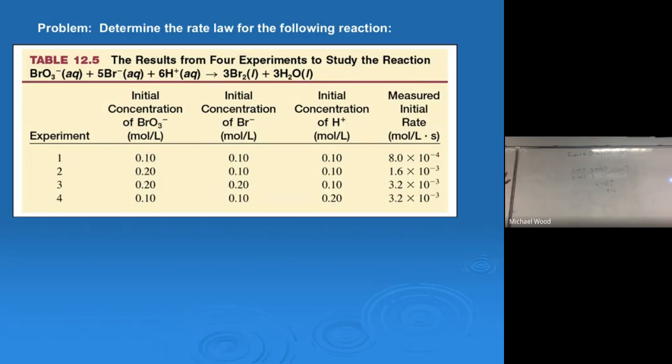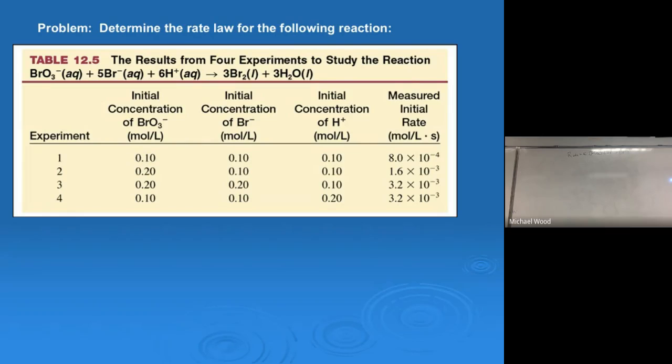Okay, so now what I want to do, it doesn't say this, but let's determine the value for K. And one thing that I messed up with in my second period class, and I need to go back and do this, is the units on K are important too. But I can choose any experiment. I should get the same thing, 1, 2, 3, or 4.